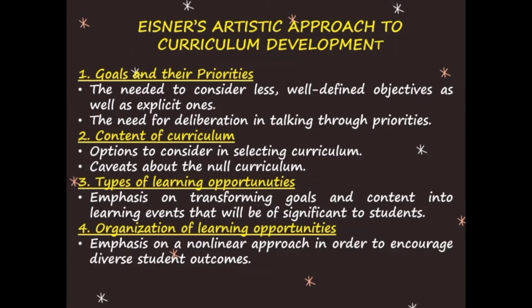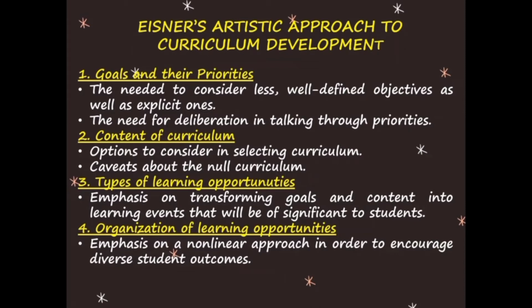The second is the content of curriculum. Tyler 1949 defined the three sources of curriculum: the individual, society, and subject matter. When deciding on the content of the curriculum, Eisner 2002 took these three sources into consideration.